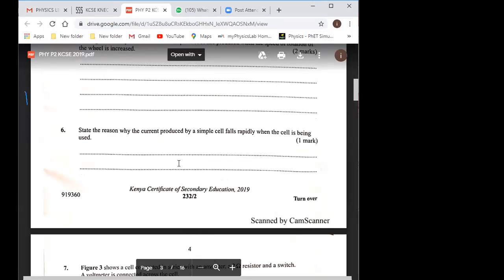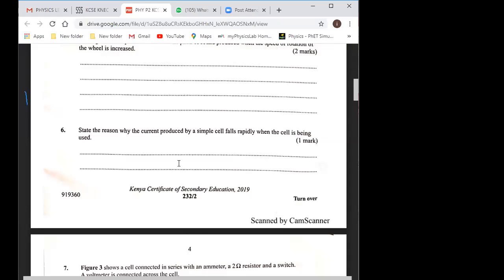The main reason is that we have two defects that result in the current being produced being lower. Abel Charo, one.